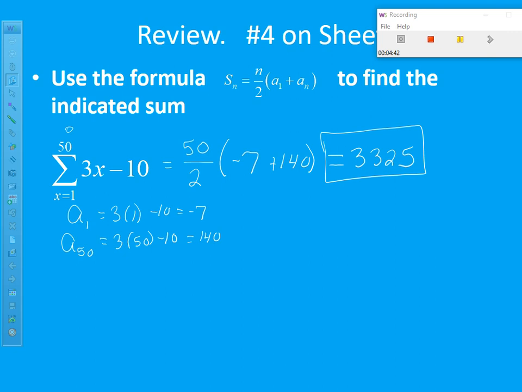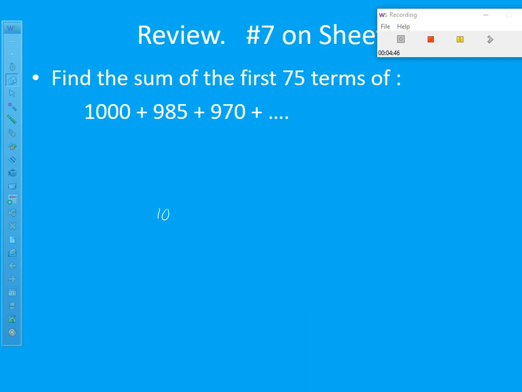So there's our formula for arithmetic series. The next one I'd like to do with you is your number 7. Find the sum of the first 75 terms that goes 1,000 plus 985 plus 970 on down the road. Well, one thing I noticed, this is arithmetic because I am subtracting 15 each time. If you go 1,000 minus 985, you'll see where I got the 15, and we're subtracting it.